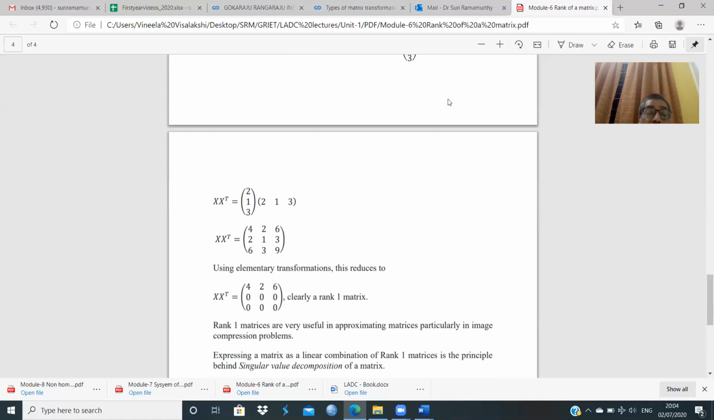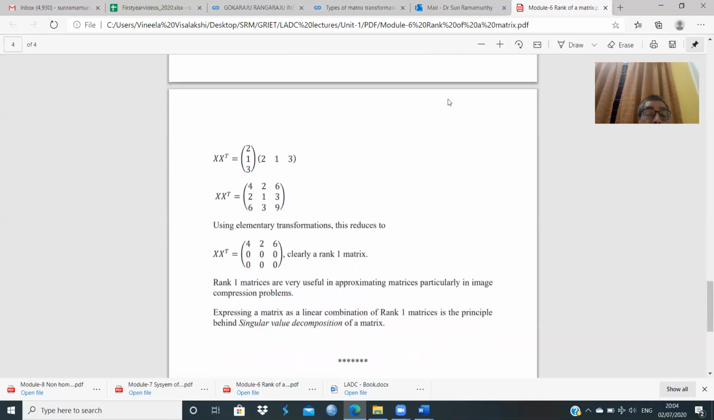Now this is true for every column vector. You multiply with its transpose and you always get a rank 1 matrix. Rank 1 matrices are very useful in approximating matrices, particularly in the context of image compression. And a very important decomposition technique called the singular value decomposition takes into account rank 1 matrices. So this is a short but very, very important information on rank and its applications.